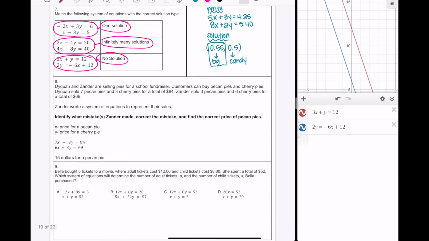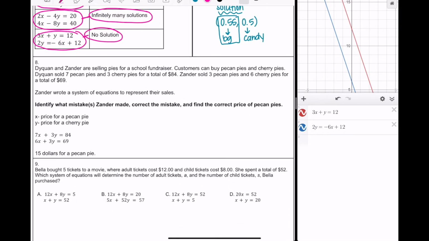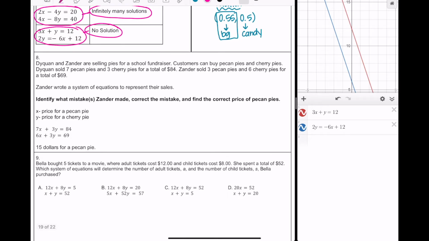Okay, number 8. Daquan and Xander are selling pies for a school fundraiser. Customers can buy pecan pies and cherry pies. Daquan sold 7 pecan pies and 3 cherry pies for a total of $84. Xander sold 3 pecan pies and 6 cherry pies for a total of $69. Xander wrote a system of equations to represent their sales. Identify what mistake Xander made, correct the mistake, and find the correct price of pecan pies.